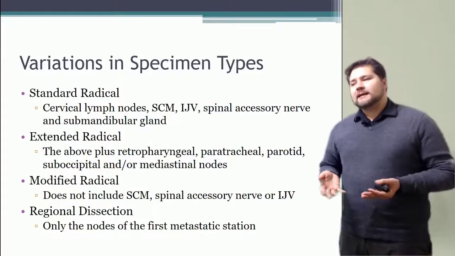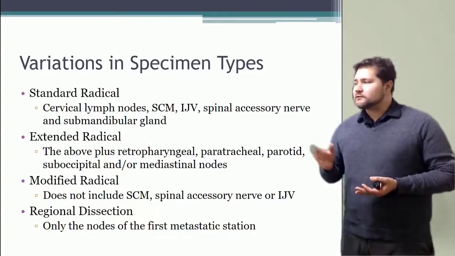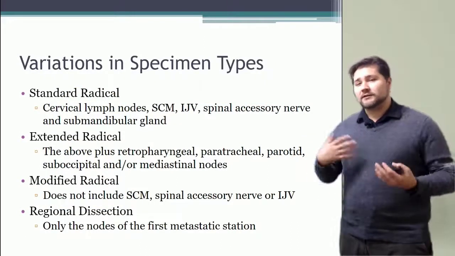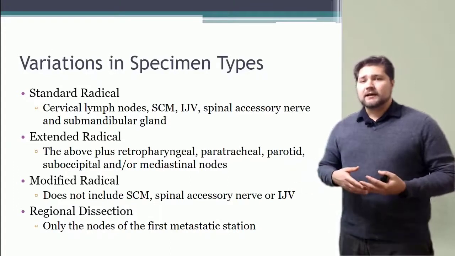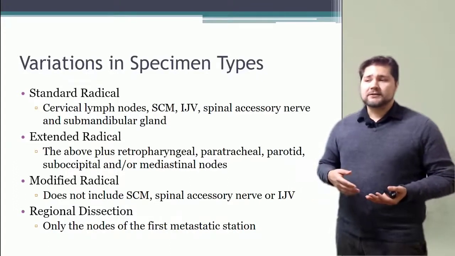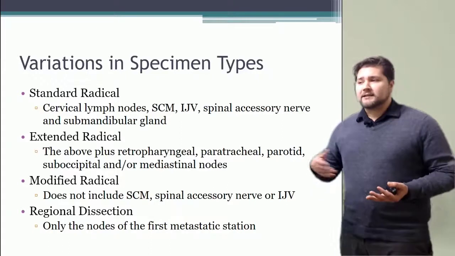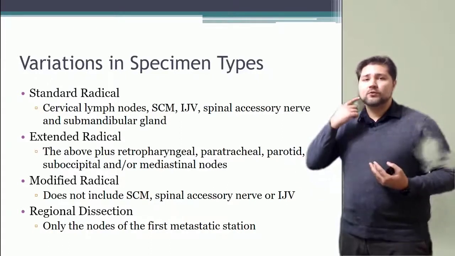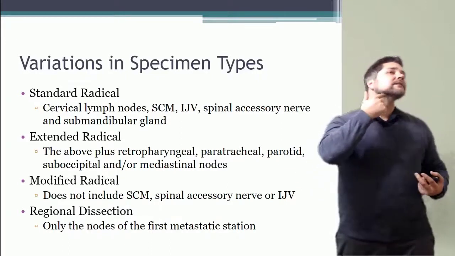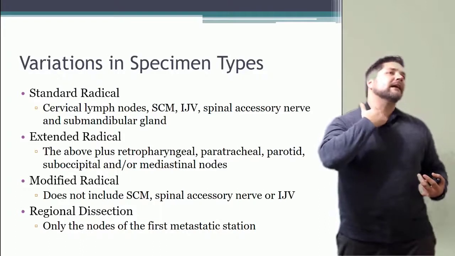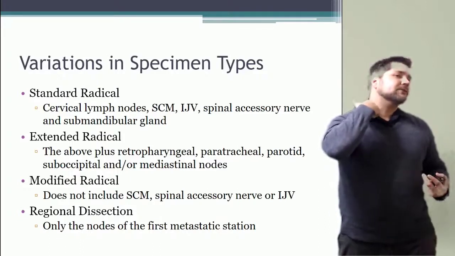So we have 4 types of radical neck dissections. First is your standard radical neck dissection, which is going to include all the lymph nodes, your entire sternocleidomastoid muscle, internal jugular vein, and any accessory nerve and submandibular gland. So that's levels 1 through 5. Again, submandibular gland, SCM with IJV, and then you're going to get some of the posterior lymph nodes as well.